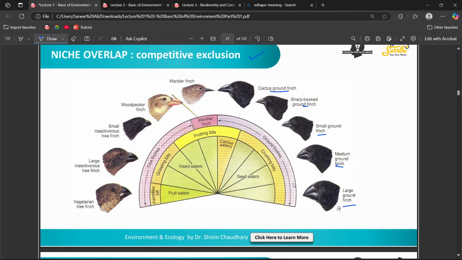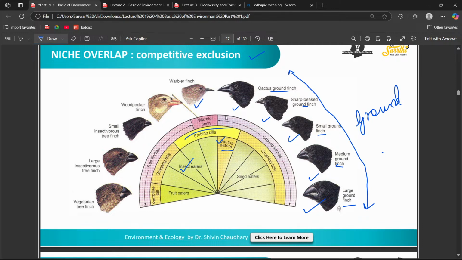First of all, there is the large ground finch. All of these have crushing bills, which means they are used to crush, usually to eat seeds. So these also eat seed, and these eat cactus. These are all ground finches, so all of these have their niche on the ground. The feeding habit of this one differs from all the others. These three have probing bills. Probing is basically getting inside something and taking something out, for example insects. But this one uses it for cactus. These are all probing bills.